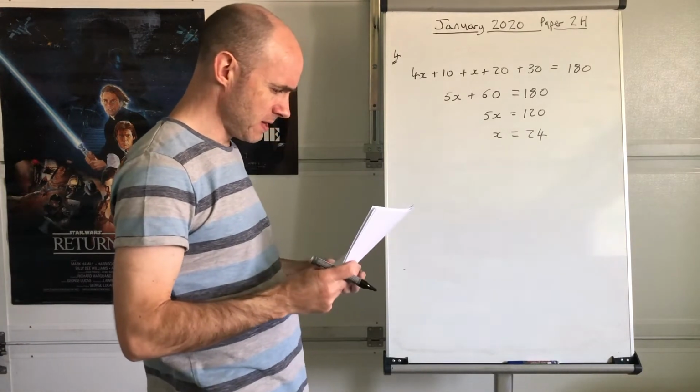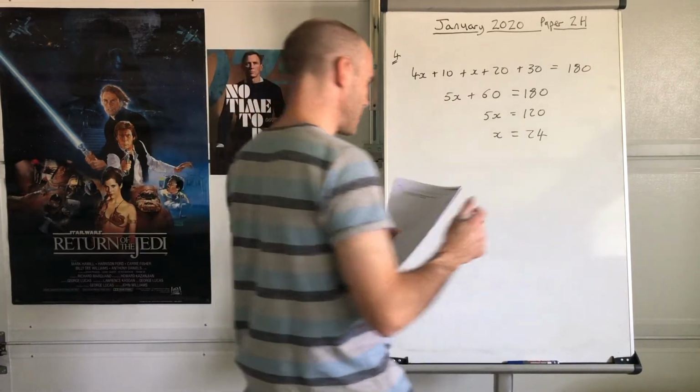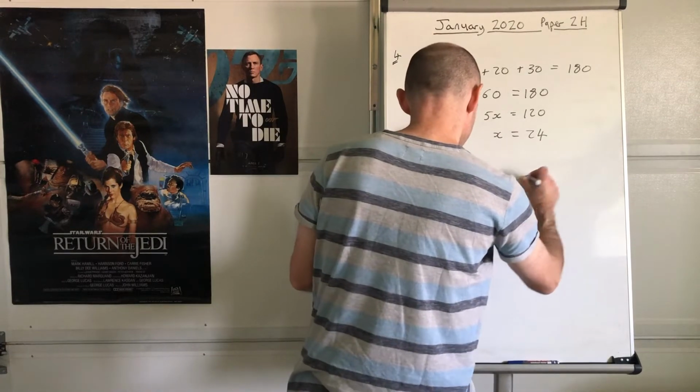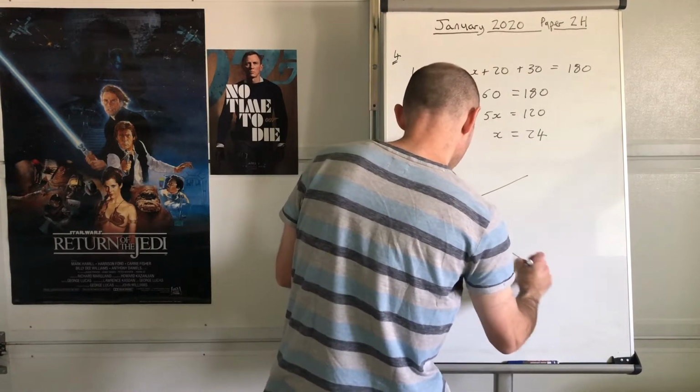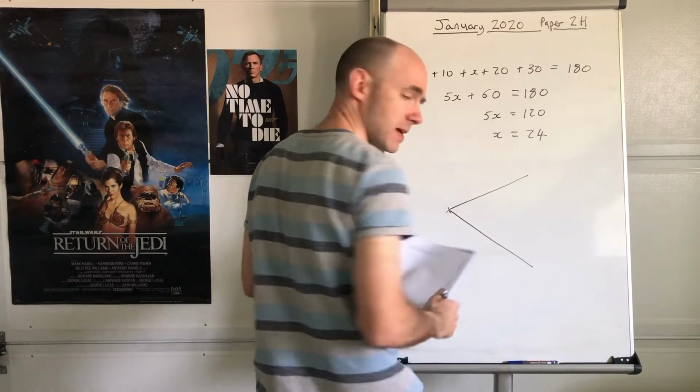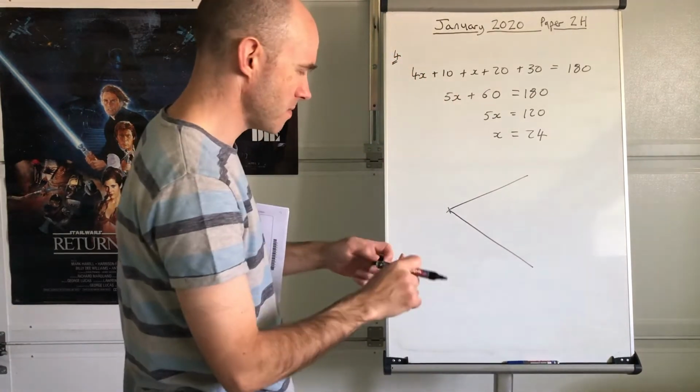Question number 5. Construct the bisector. I'm just going to demonstrate this. So imagine that's what you've got, and you want to construct a bisector. Let me just show you how to do this. So imagine this is your compass.